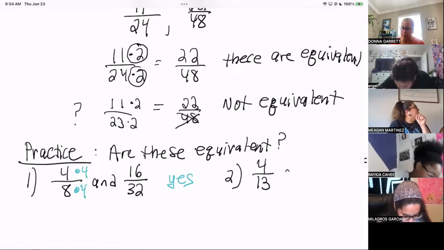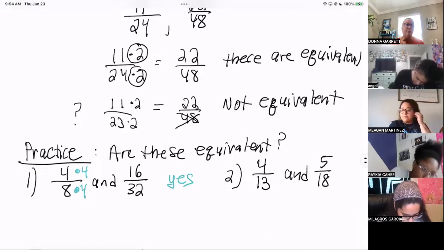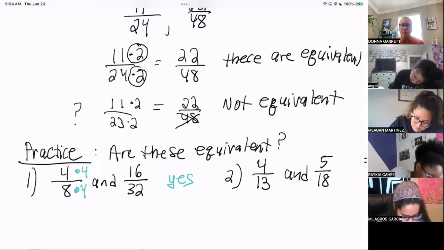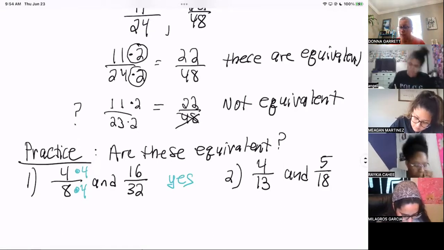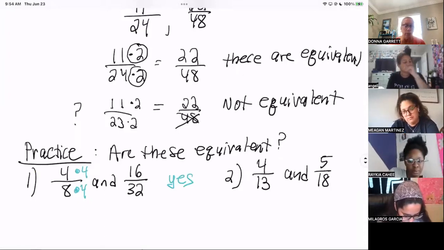Four over 13 and 5 over 18. Are they equivalent? Well, this is the first one where we can't multiply. I can't multiply 4 by anything and get 5. I can't multiply 13 by anything to get 18. So how do I tell if they're equivalent? This is how you tell. You're going to cross multiply.